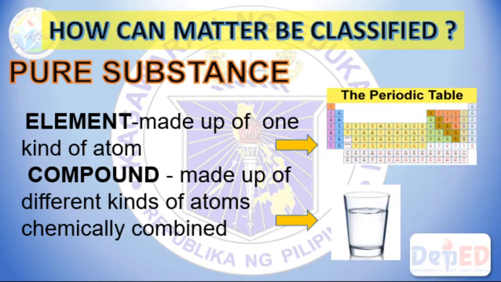The arrangement of elements is found in the periodic table, which are written in symbols like gold, iron, copper, or silver. Compound, on the other hand, is made up of different kinds of atoms which are chemically combined. Chemically combined means when elements are combined, elements lose their own identity and characteristics, and then a new substance is formed.